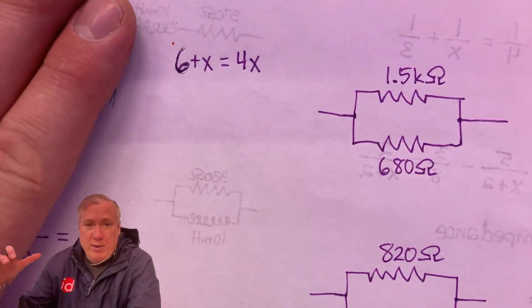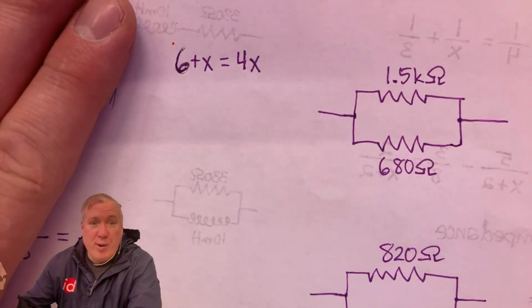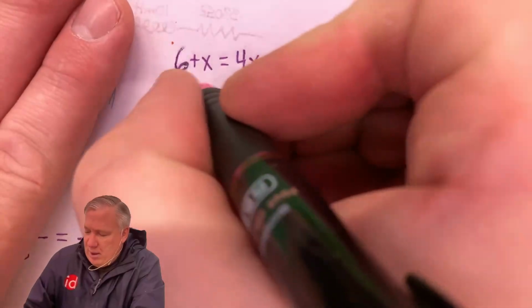I'm going to walk through this, but I'm not going to teach you how to solve all these kinds of equations. It's going to be a reminder. So what I see here is I need to combine like terms. That means I need to subtract x from both sides.